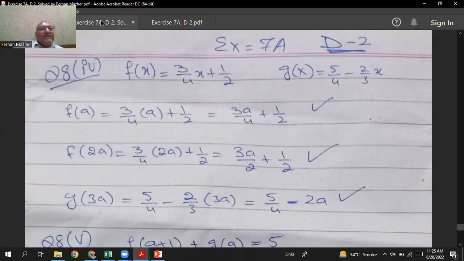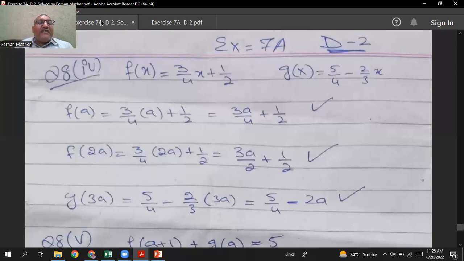Then the question is, what is f of 2a? So that will be 3 by 4, wherever there is the x, substituted with the 2a. So you will have 3 multiplied with the 2a divided by 4, and then you have plus 1 by 2. So this will be 3a by 2 plus 1 by 2. So that's how you do it.